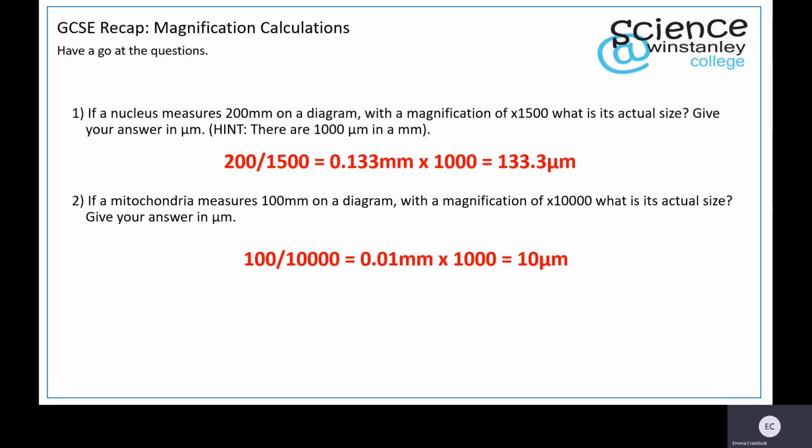For the second question, it asks you about the mitochondria, which measures 100 millimeters on a diagram. The magnification is times 10,000, so you needed to work out its actual size. To do this, you would do the image size, which is 100, divided by the magnification, which is 10,000. This equals 0.01 millimeters. You then needed to convert this to micrometers. As you are converting to a smaller unit, you times by 1,000 to get 10 micrometers.